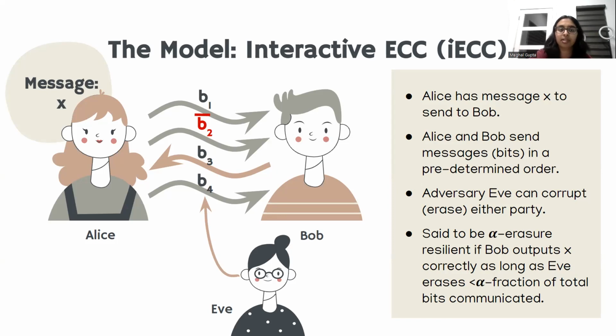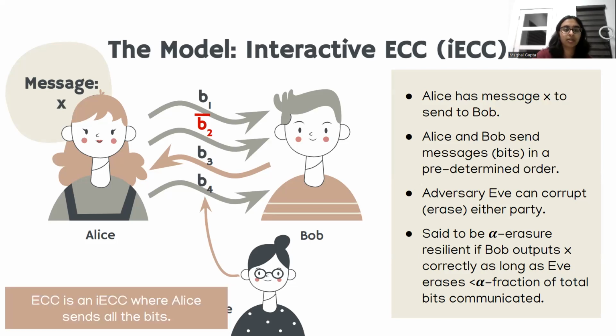Specifically, this means that Eve is allowed to corrupt as much as she wants of either party, as long as it's less than alpha of the total communicated bits. She could purely corrupt Bob or purely corrupt Alice if she so chooses. In this way, we're allowing her the least possible freedom. Nevertheless, this model is strictly more general than a regular error correcting code, because an error correcting code is just an IECC where they pre-agree that Alice sends all of the bits.